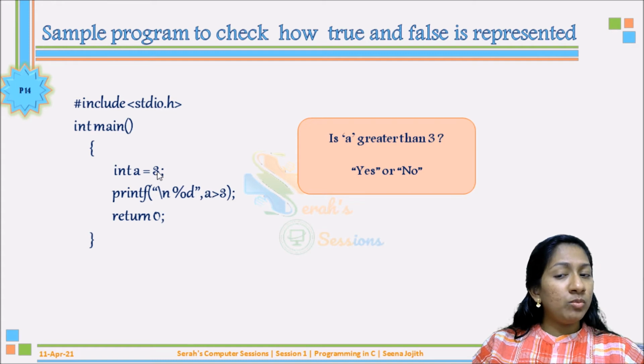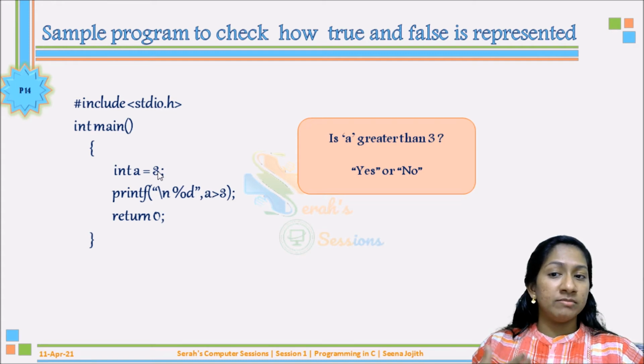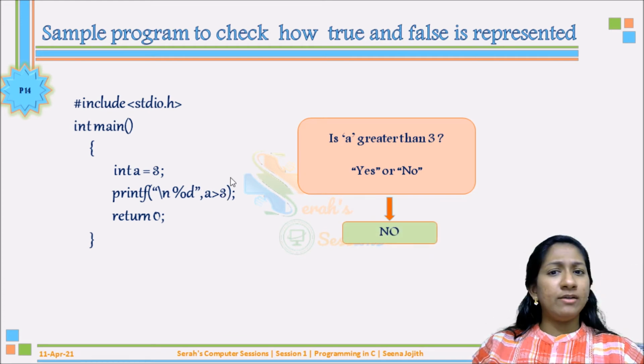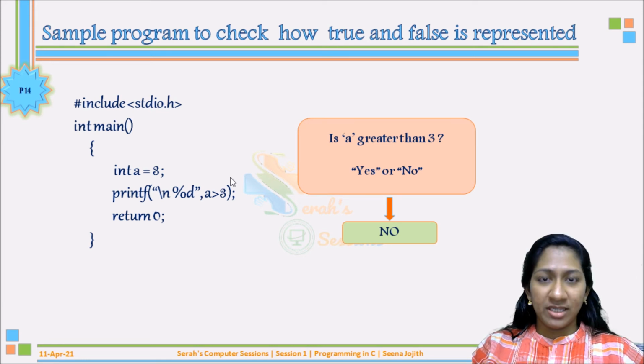So when you replace the a that's given along with the print statement by the value 3, is 3 greater than 3? Yes or no? Clearly no. 3 is not greater than 3. 3 should be equal to 3, right?